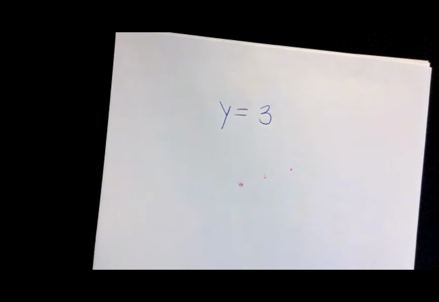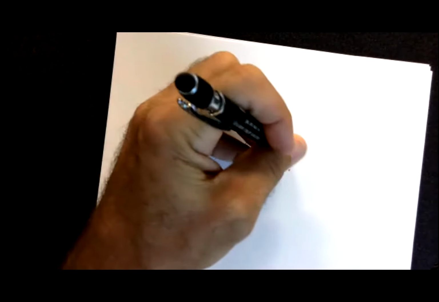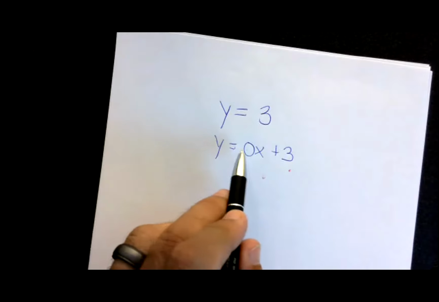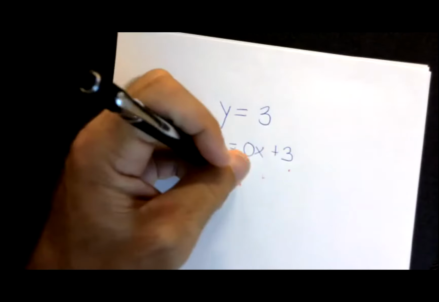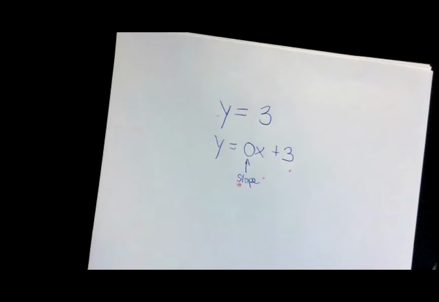Now, they are going to try and trick you with something like this. Don't let them trick you. Okay, this is in slope-intercept form, but you don't see an x. So that means how many x's do we have? 0. We have 0 x's. When you have nothing, you don't write it down. So just y equals 3 implies y equals 0x plus 3. So what's my slope? 0. So if they just give you a y equals equation, then your slope is 0.